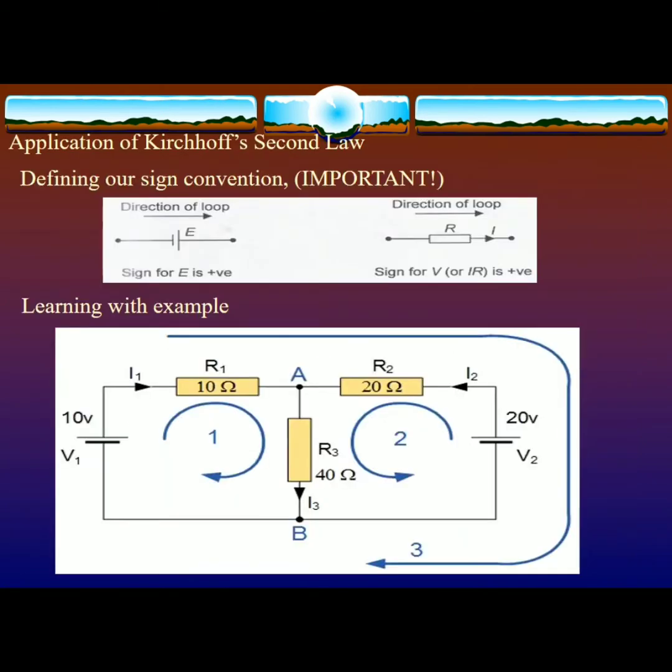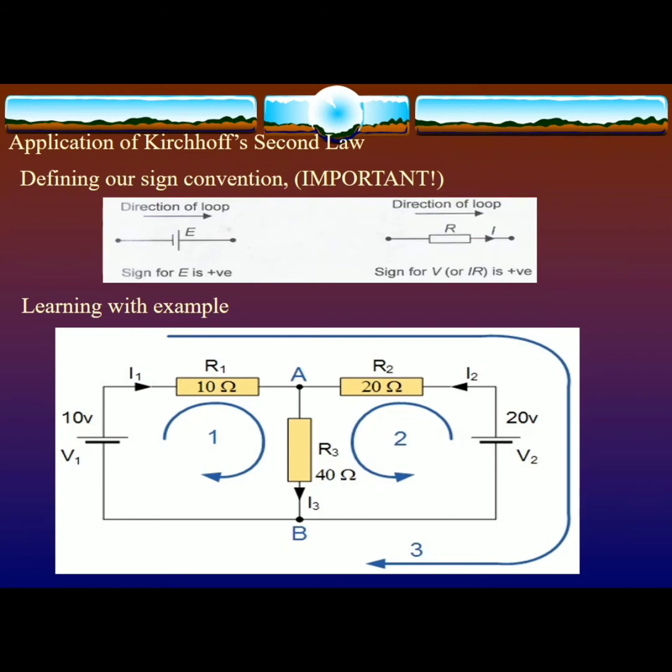In application of Kirchhoff's second law, defining the sign convention is important. Here, with the direction of the loop, the sign of E is positive. And here, with the direction of the loop going through R in the direction of I, the sign of IR is positive.